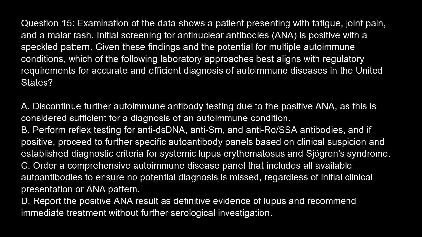Option C. Order a comprehensive autoimmune disease panel that includes all available autoantibodies to ensure no potential diagnosis is missed, regardless of initial clinical presentation or ANA pattern. Option D. Report the positive ANA result as definitive evidence of lupus and recommend immediate treatment without further serological investigation.